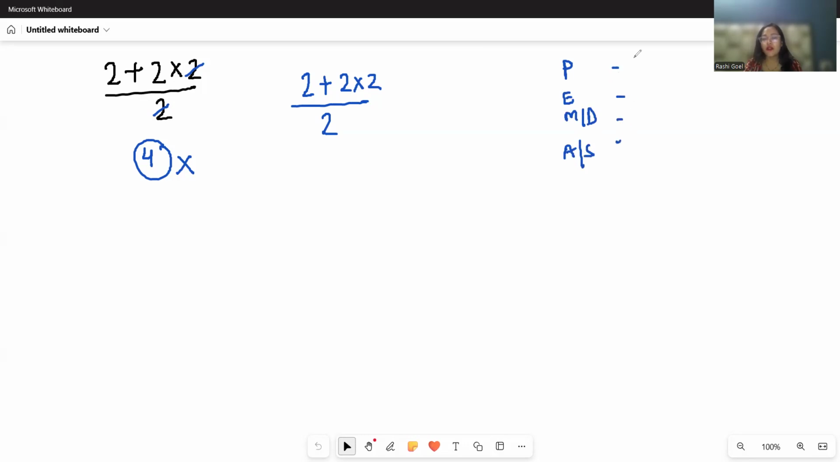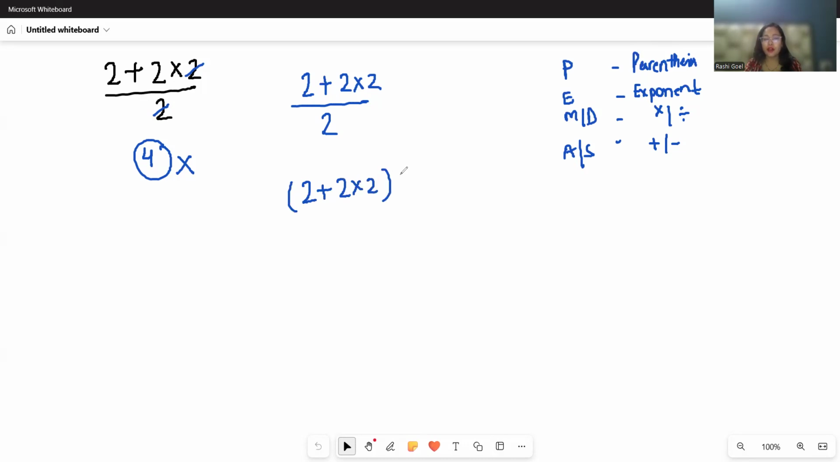So first you have to solve the parenthesis if given. In this question no parenthesis is given. Then exponent if given. Then multiplication, division both have same priority, just need to solve it from left to right. Similarly addition and subtraction. So 2 plus 2 times 2 bracket.